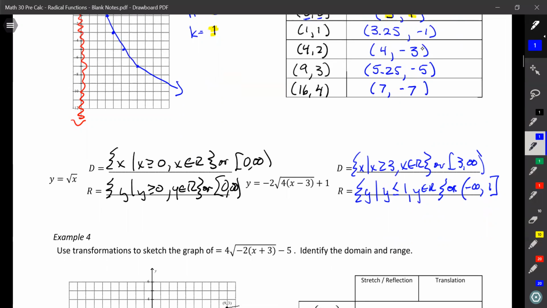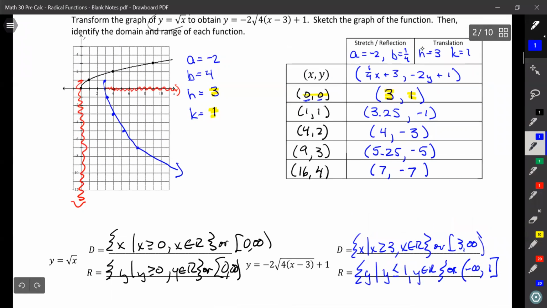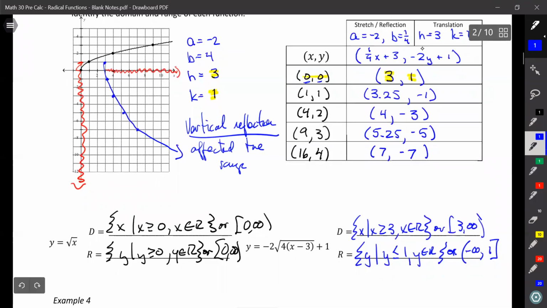Okay, so now we need to take a look at a few things here. We notice that this one here had a vertical reflection. And because of that vertical reflection, it affected the range. Instead of the range going up like it does on the base, where y is greater than, all of a sudden we have it over here as y is less than. So if there is a reflection, it changes the sign in either the range or the domain.